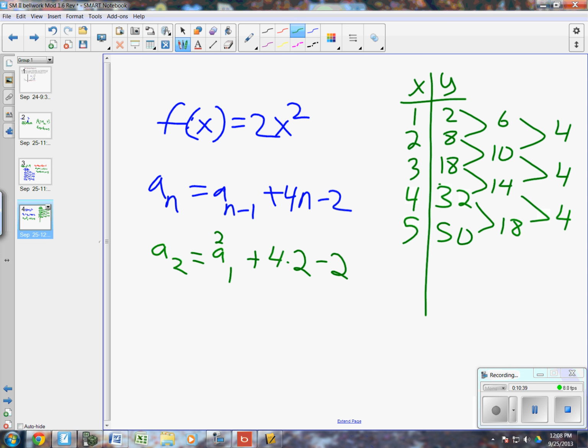Okay, so that's how you get a recursive formula for a quadratic. That's probably the hardest formula to get, isn't it? You guys think or not? The hardest one that I mess up on?